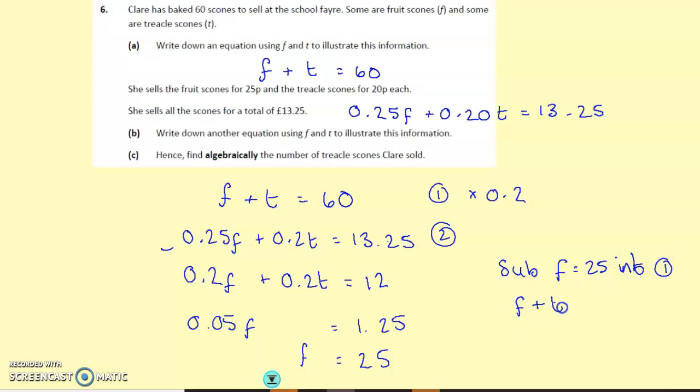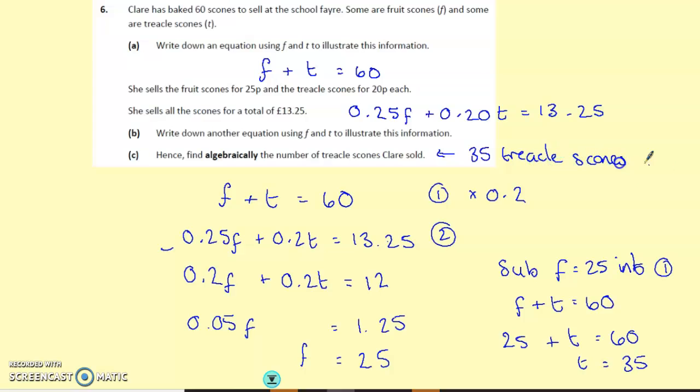So we get F plus T is equal to 60. Oh, no, it's F that's 25. So 25 plus T is equal to 60. So T must be 35. And then we remember and answer the question. So 35 treacle scones were sold.